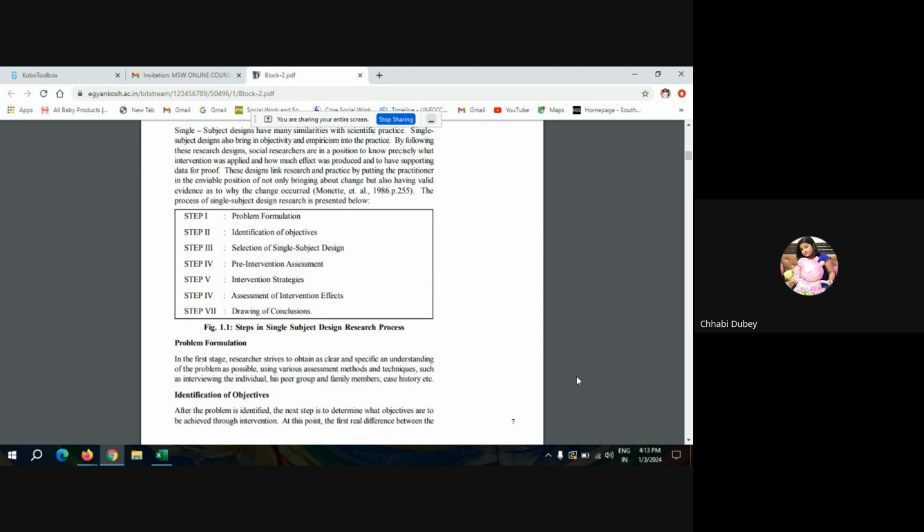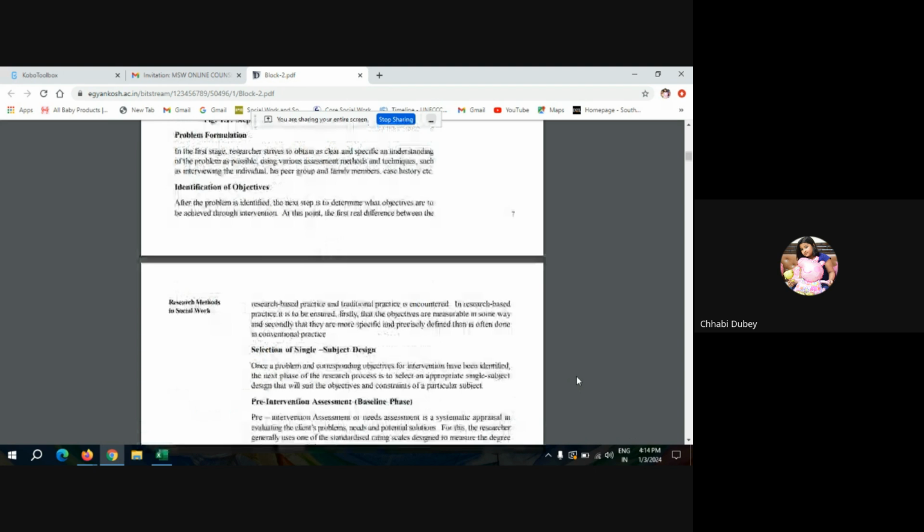After that comes the pre-intervention assessment stage, which means that we will study the baseline data, or the condition before the intervention. The next step would be to apply the intervention strategies. Whatever intervention strategies we have planned according to the problems, we are going to apply. And once these interventions have been applied successfully in the field, we assess the effect of the intervention, and based on the data we draw conclusions after comparing the pre-intervention assessment as well as the post-intervention assessment. Okay, I hope this is clear.